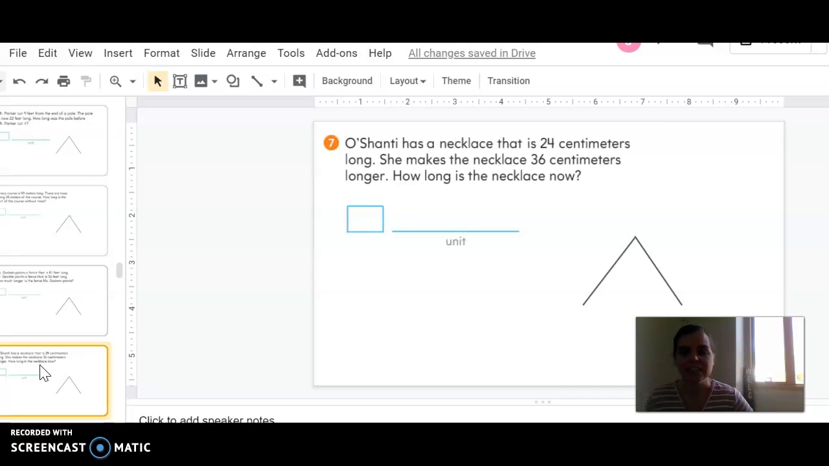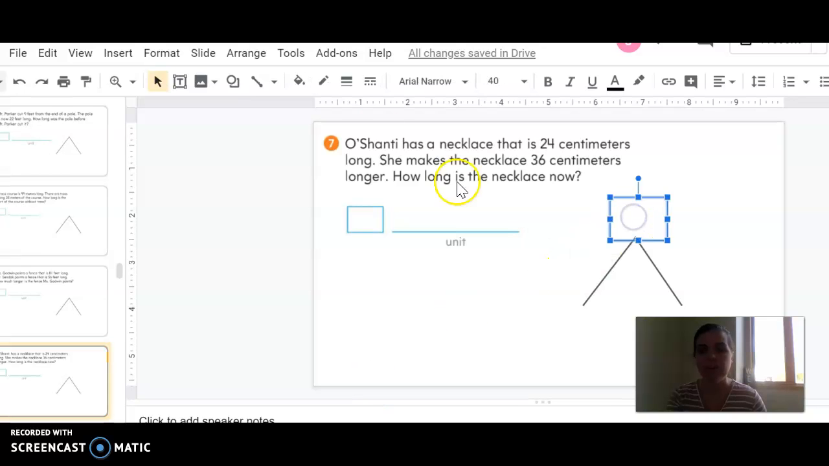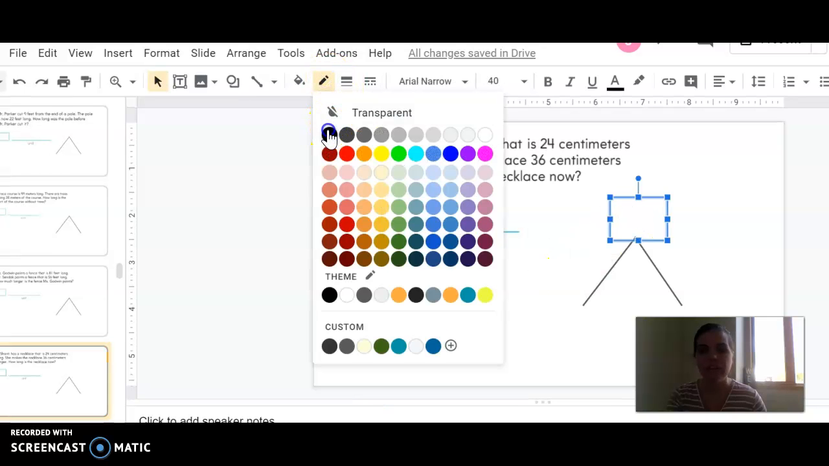Oshanti has a necklace that is 24 centimeters long. She makes the necklace 36 centimeters longer. How long is the necklace now? Do we know the total yet? Nope. So our unknown is up at the top there. We don't know that total yet.